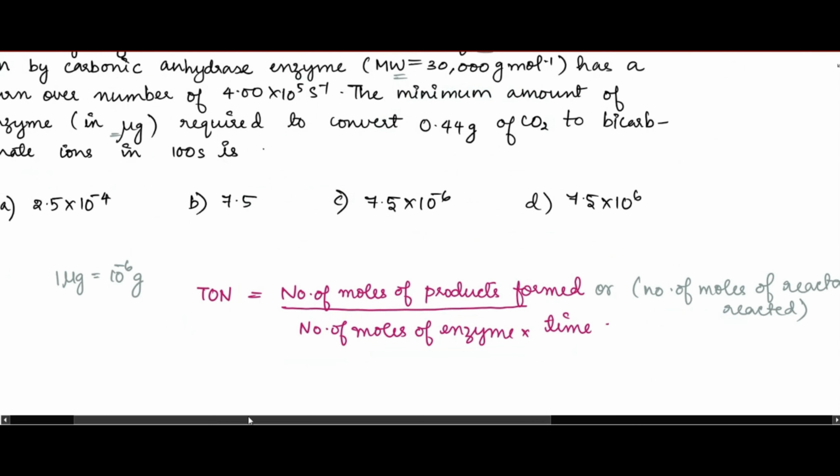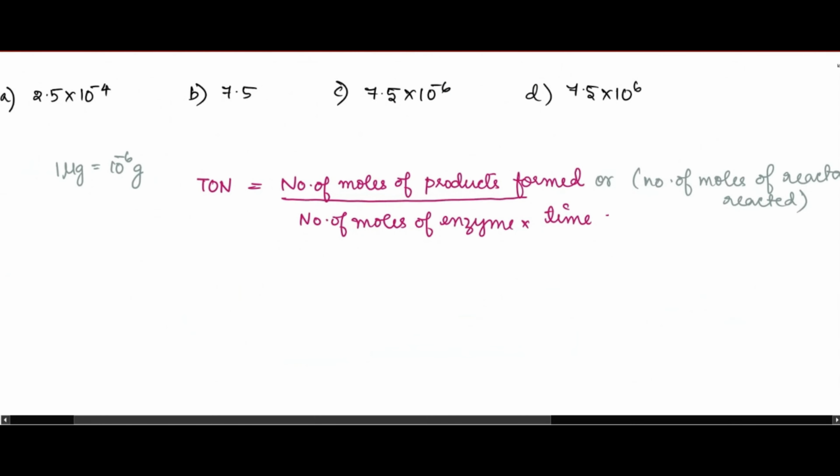All right. So maybe we can start solving the question. This is equal to number of moles of reactant. What is given to us? Who is the reactant? Reactant is carbon dioxide. How much carbon dioxide is given? They have given that 0.44 grams of carbon dioxide. Is the question in terms of grams? No. It is in terms of moles.